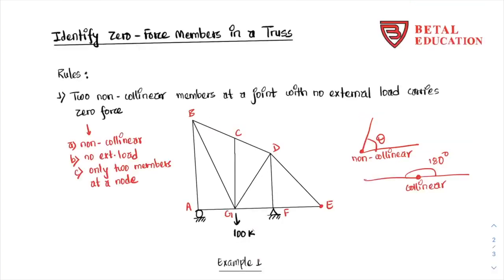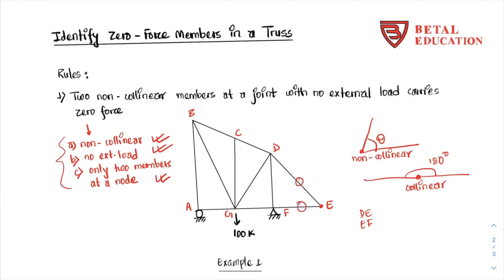In this example, the node E has two members, DE and EF. If you look at this node E, we can see the members DE and EF are non-collinear, and the node doesn't have any external load. And there are only two members at this node E. So it meets all the requirements of rule 1. Thus, members DE and EF carry zero force.